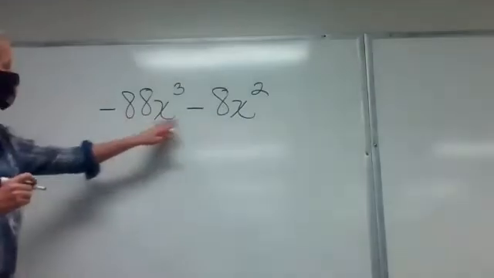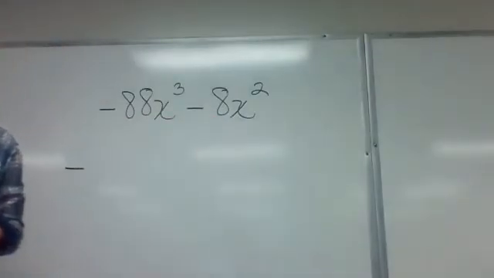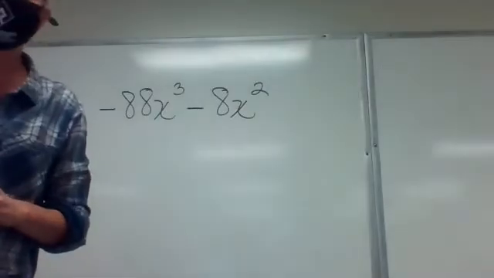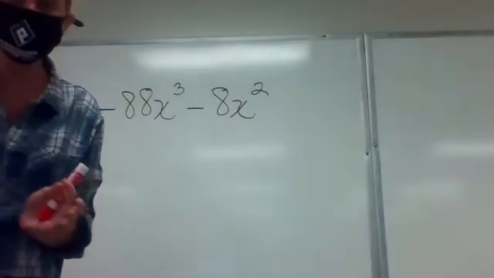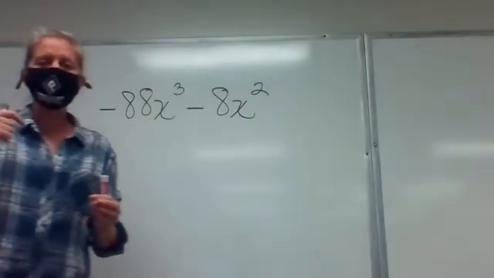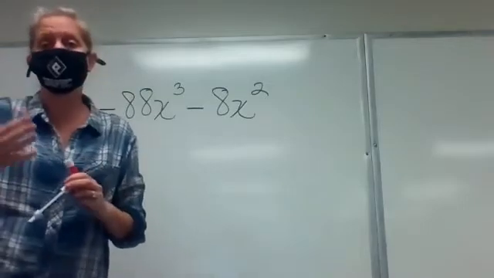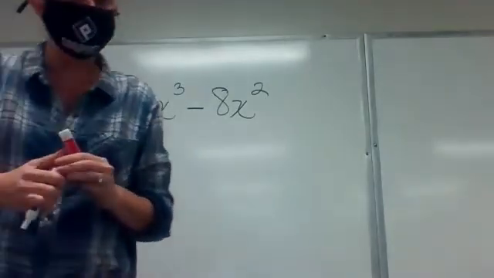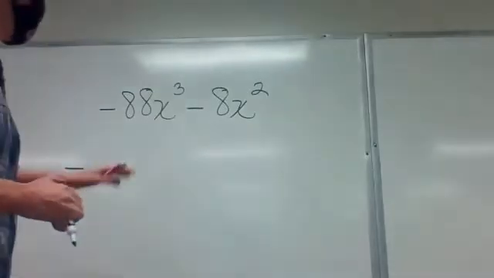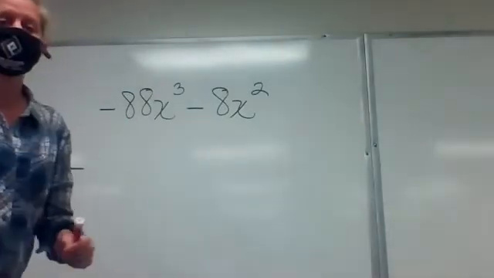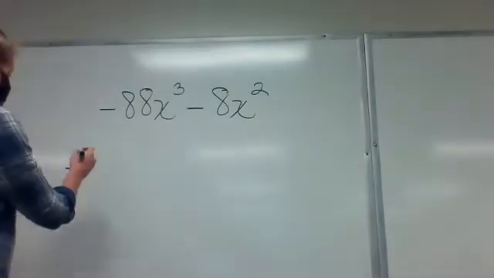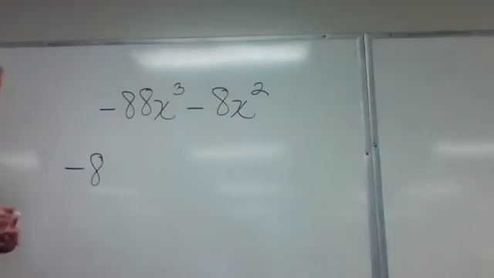Now I have an 88 and an 8. So let's see, what goes into both of those numbers? The biggest thing, okay? 88 and 8 have several things that go into both of them, right? 2 does, 4 does, but so does 8. Since 8 goes into both of those, it is the biggest number that goes into both of them. So that's what I need to pull out is the 8.